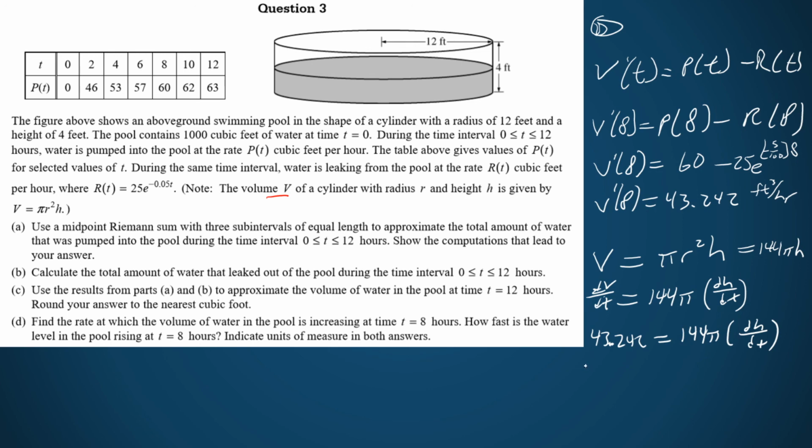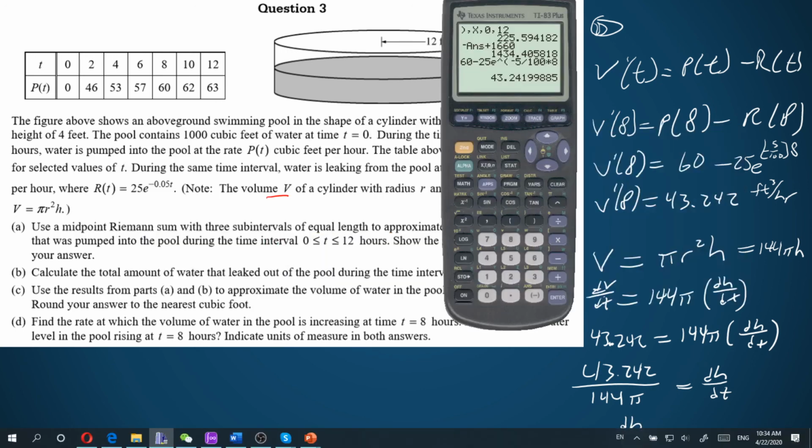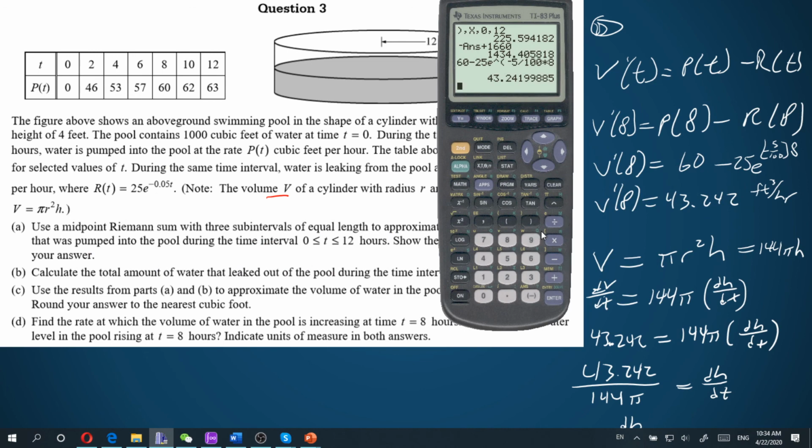If I do 43.242 divided by 144 pi, should give me my answer. So I'm going to take this whole thing and divide by 144 pi. Okay. Gives me 0.096.